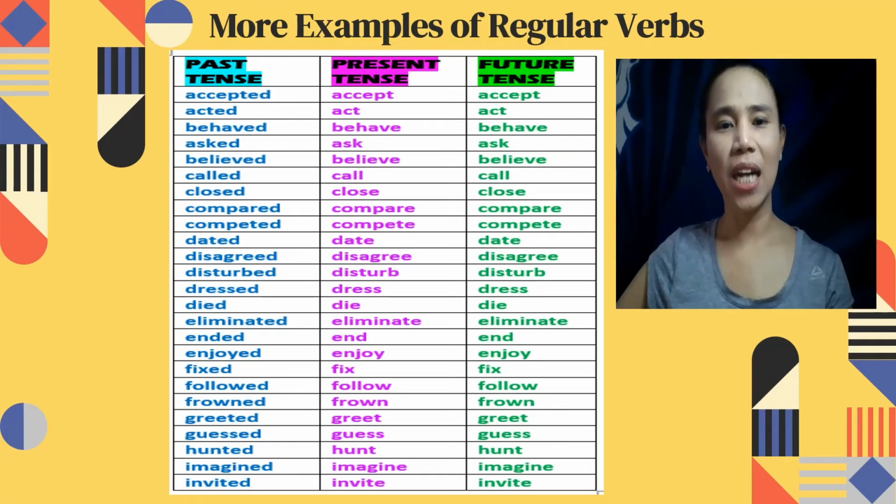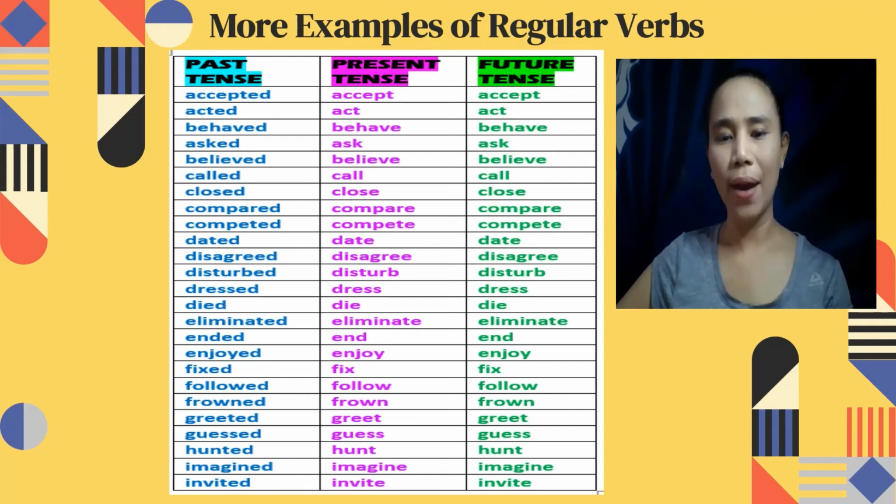Now here's the list of examples of regular verbs. So notice that in the past tense, we have added d or ed. Alright, so whether you have a singular subject or plural subject, you have this past tense. You just add d or ed on the base form. However, in the present tense, we have the base form and we just add s if your subject is singular, and if your subject is plural, you don't need to add s. For the future tense, we have also the base form. However, we just add will and shall. It depends on your subject.